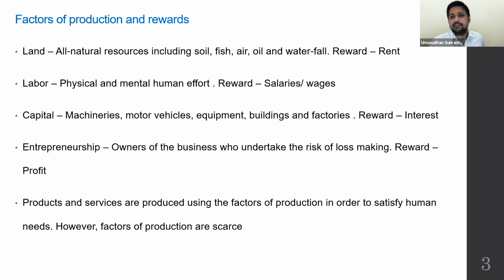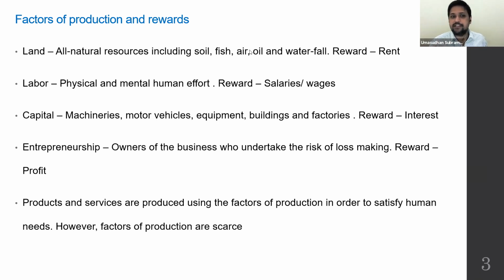So fundamentally, you need to be aware of these factors of production: land, labor, capital, and entrepreneurship, and understand what each of them means. Land in economics is all the natural resources used in the production of goods and services, such as soil, fish, oil, waterfalls, or agricultural land. The reward for land, the cost if somebody wants to make use of land, is rent. And then moving on to labor, it's easy to understand.